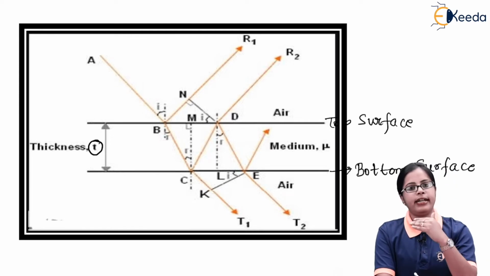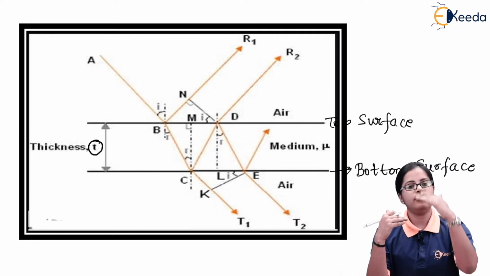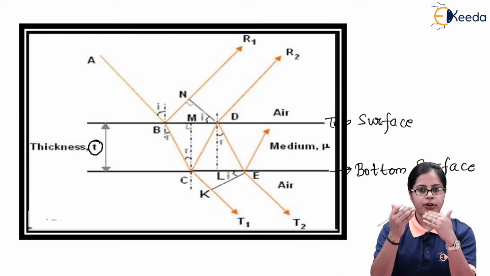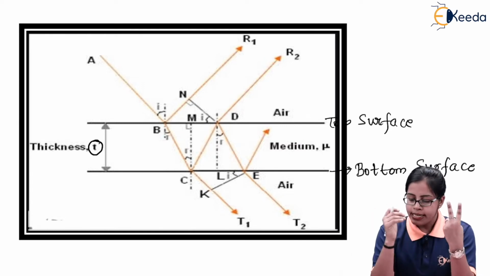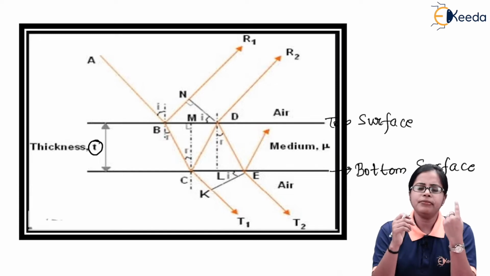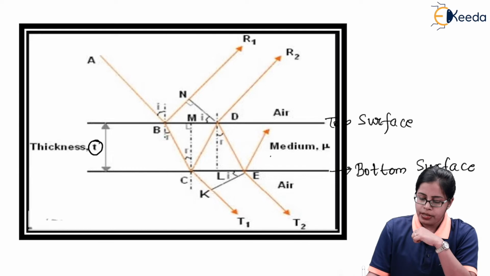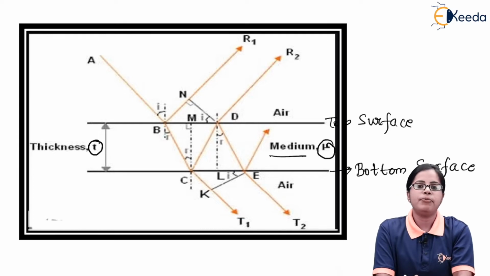Now, from either side the thin film is surrounded by air. When I look above the top surface, there is an air medium. And if I look below the bottom surface, again there is an air medium. Second most important thing, the thickness of the film is t, and this thin film is of a medium having a refractive index mu. So we have considered a thin film of medium mu and thickness t.